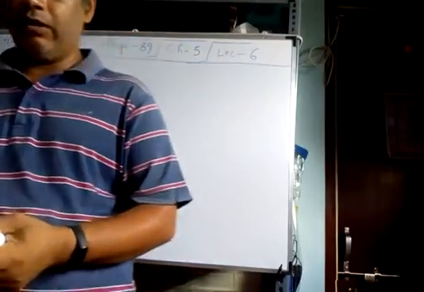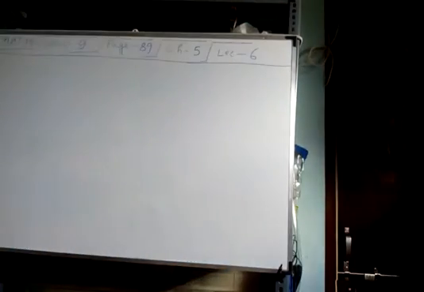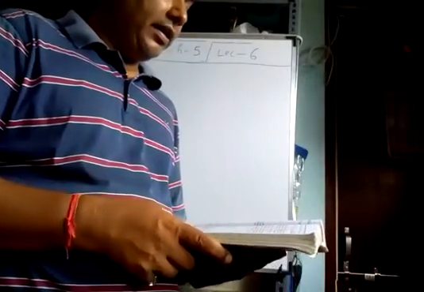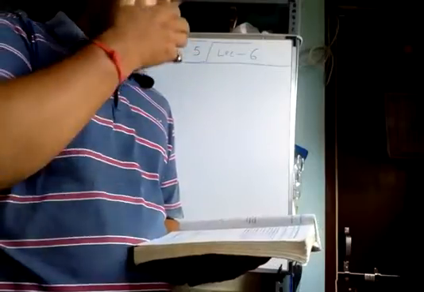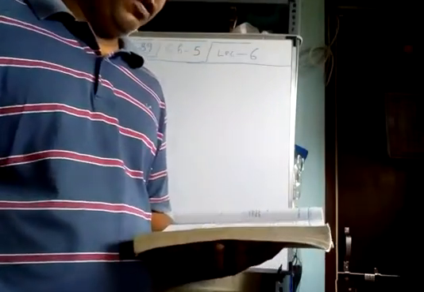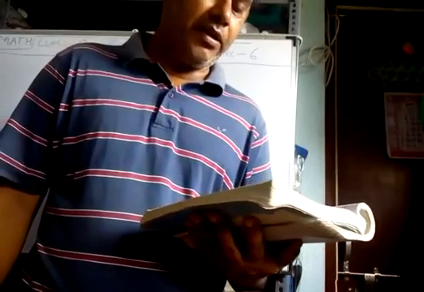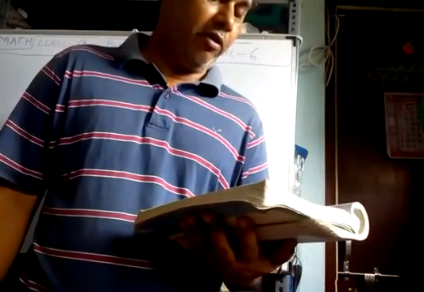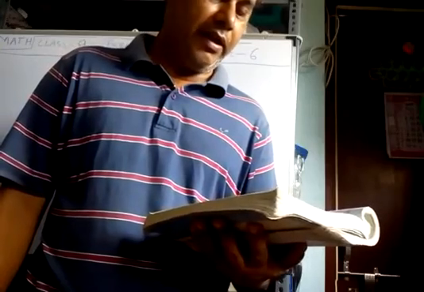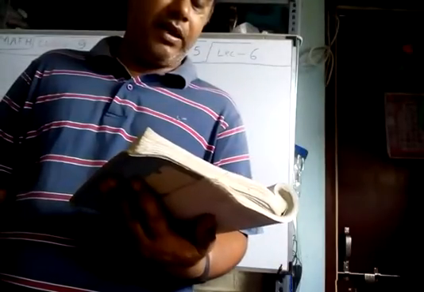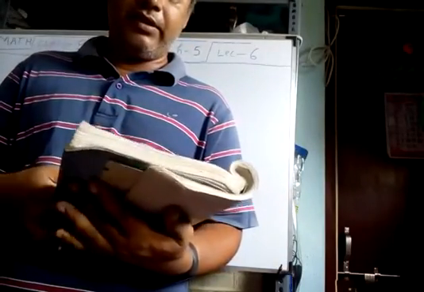Axiom 6.1. If a ray stands on a line, then the sum of two adjacent angles so formed is 180 degrees. Recall that when the sum of two adjacent angles is 180 degrees, they are called a linear pair of angles. In axiom 6.1, it is given that a ray stands on a line. From this, we conclude that the sum of two adjacent angles so formed is 180 degrees.